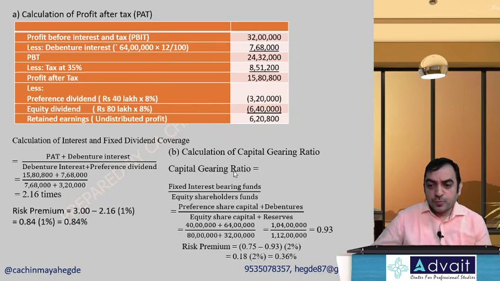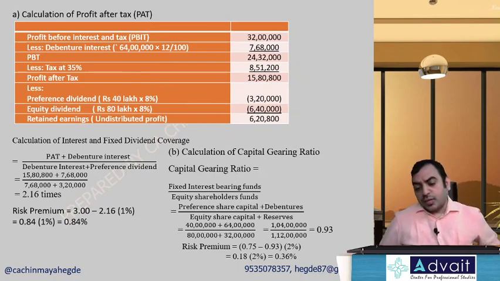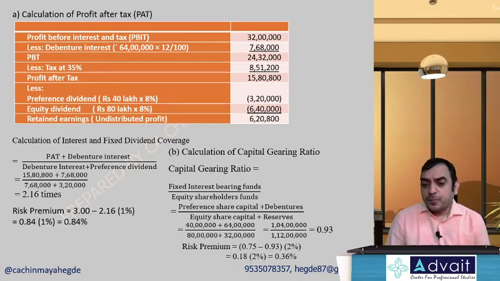Okay. Risk premium once more for capital gearing ratio. It was not supposed to cross 0.75, but you have crossed, it is 0.93 times. So, what is the difference? What is the excess? 0.75 to 0.93 means 0.18 times you have exceeded. And risk premium given in the problem, for one time it is 2%. You have exceeded 0.18 times. So, 0.18 times into 2%, that is 0.36%. One time it's 2%, 0.18 times it is 0.36%.